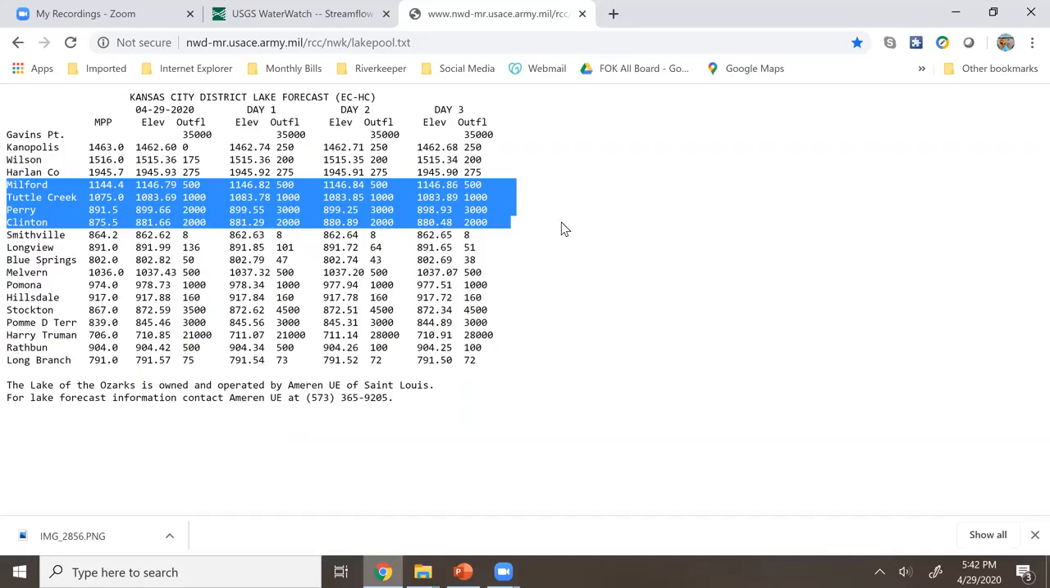So what this shows is, for example, we'll use Perry as an example. Perry Reservoir, the multi-purpose pool is at 891.5 feet.